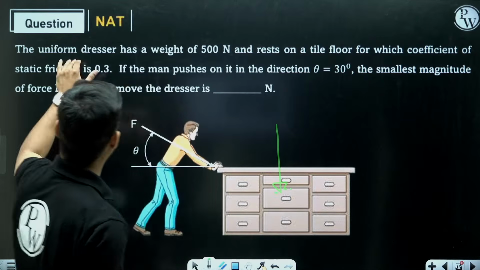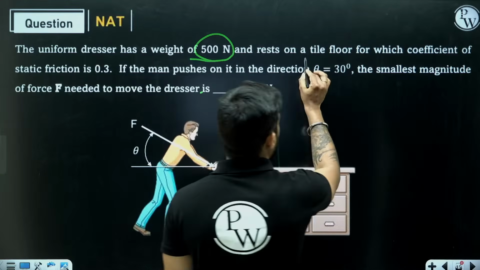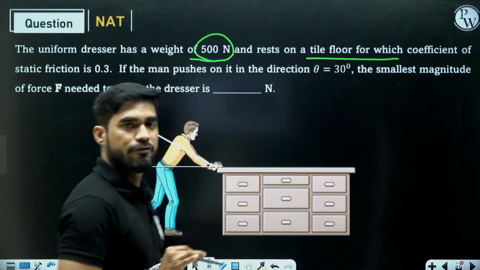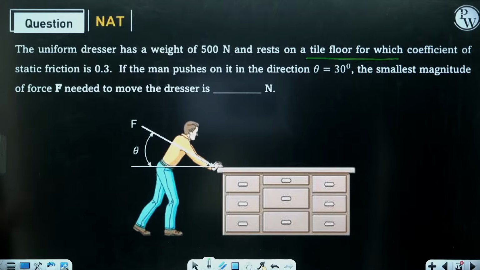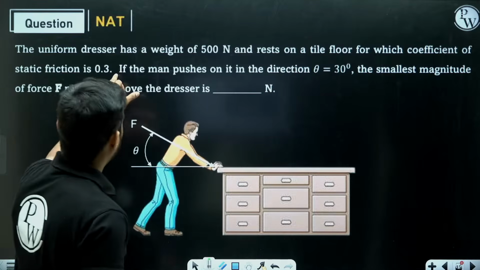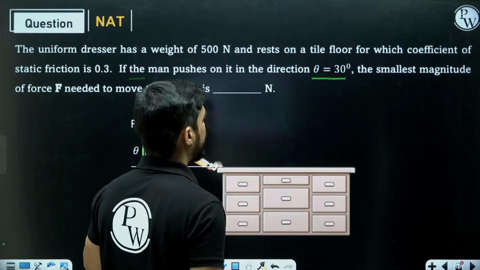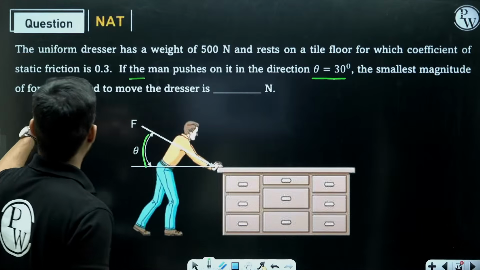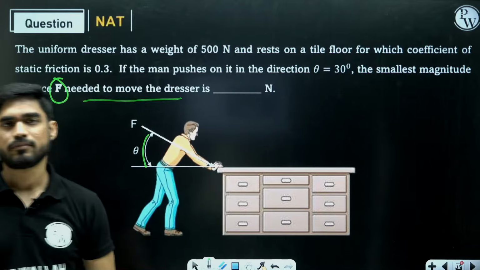The uniform dresser has a weight of 500 Newton and rests on a tile floor for which the coefficient of friction is 0.3. Which coefficient of friction, static or kinetic? That you will understand. If the man pushes it in the direction theta equal to 30 degree, the smallest magnitude of force F needed to move the dresser is.